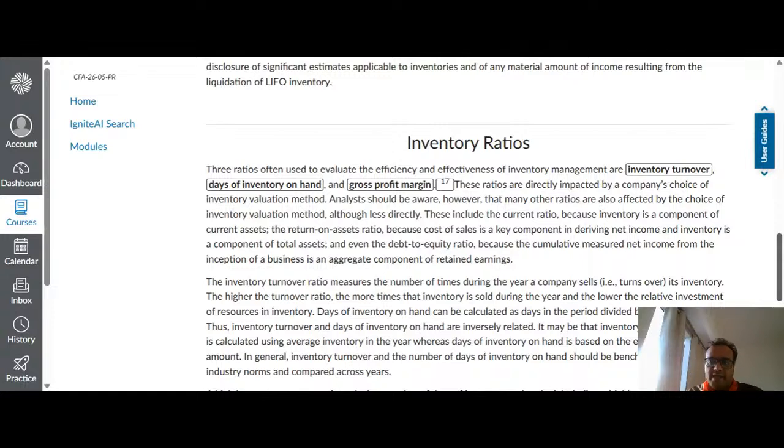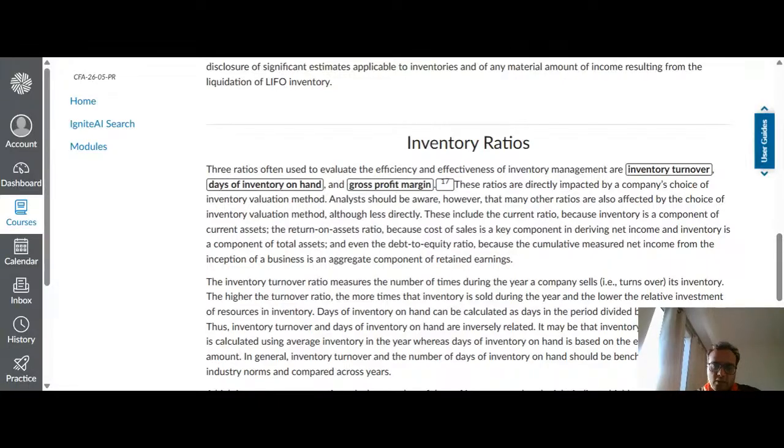These ratios are directly impacted by the company's choice of inventory valuation method. You should be aware, however, that many other ratios are affected by the choice of inventory valuation method, although less directly. This includes your current ratio, because inventory is a component of current assets; return on asset ratio, because cost of sales is a key component in deriving your income, and inventory is a component of total assets; and even debt to equity ratio, because cumulative measured net income from the inception of the business is an aggregate component of the retained earnings.